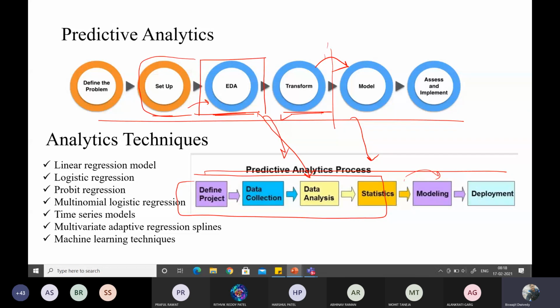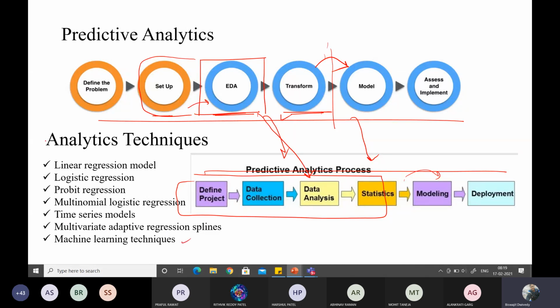Next, what are the analytics techniques used for this purpose? First is your linear regression model. Next is your logistic regression model. I'll discuss one or two models and the basic differences. Next is your probability regression, then multinomial regression, another is your time series model, next is multivariate adaptive regression splines, and last is machine learning techniques.